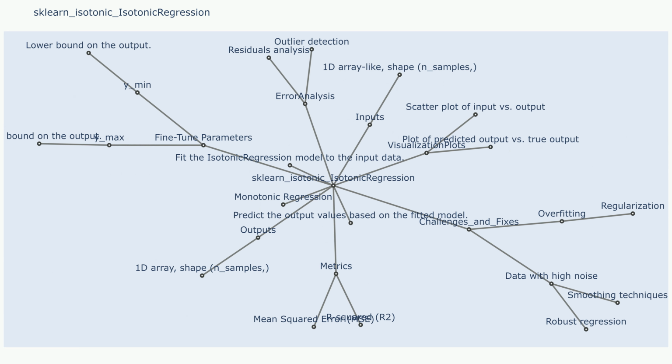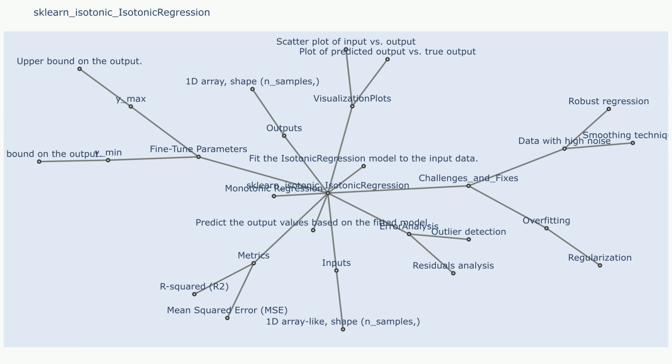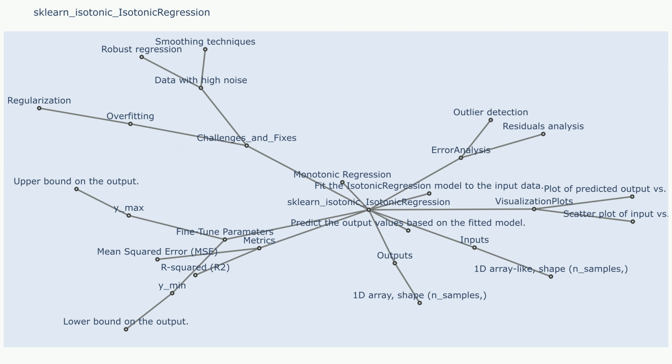Uncertainty methods: Bootstrap resampling, the model can be fit multiple times on different bootstrap samples of the data to estimate the uncertainty in the predicted values. Confidence intervals: the model can be used to calculate confidence intervals for the predicted values.